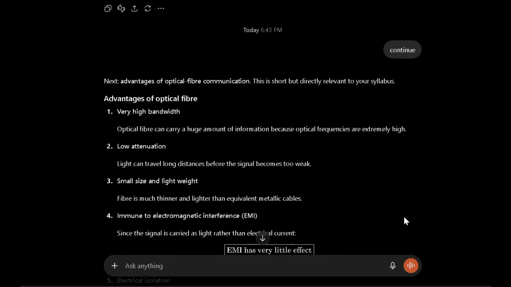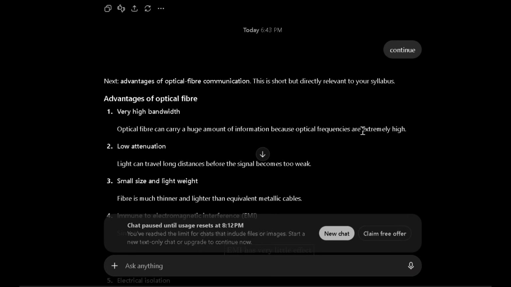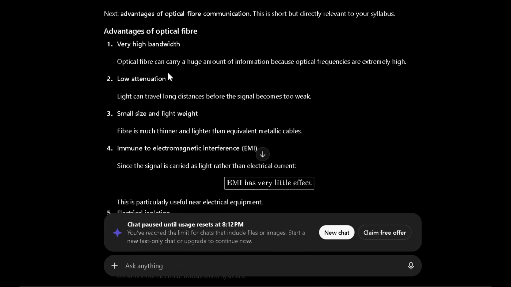Advantages of optical fiber communication. This is short but directly relevant to my exam syllabus. Advantages of optical fiber: very high bandwidth, low attenuation, small size. Very high bandwidth means it can go long distances. Low attenuation means low power loss. Small size and lightweight means the fiber is much thinner and lighter than metallic cables.